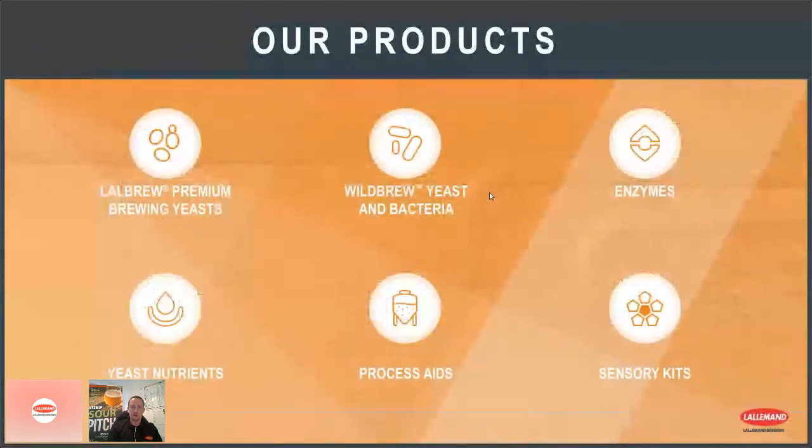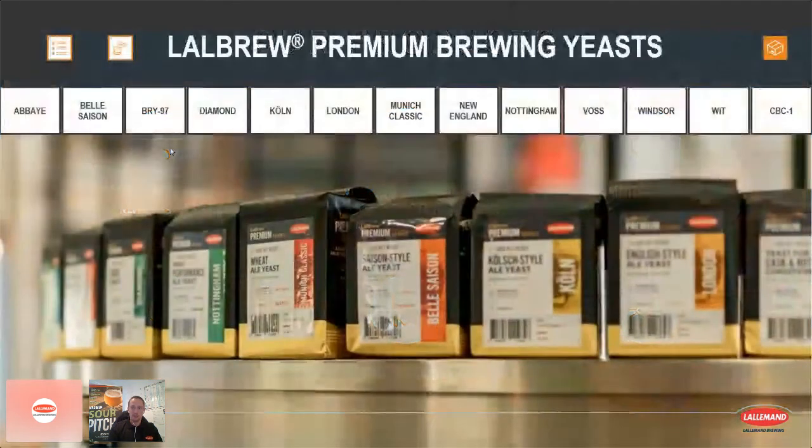Now, this is where I'm going into interactive mode. So these are the products at Lallemand Brewing that we focus on. Premium yeast, of course, we have bacteria as well now for sour beers. Enzymes, and we'll talk about that in this presentation a bit more. We also specialize in nutrients, process aids, and sensory kits. We're going to dip into the yeast, so hopefully if I click on the yeast, we'll dip in. So we see some of our core range of yeast.